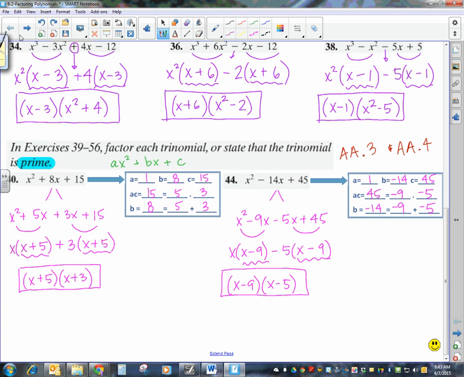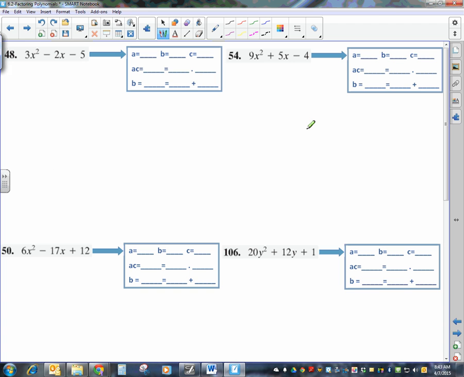Now, I do lots of examples of these because there are always little things that can make them different, and I want to make sure you've seen every kind. So let's do this one. This time, a is not 1. a is equal to 3. b is negative 2, and c is negative 5. So a times c is negative 15, and b is negative 2. Looking at that, hopefully you can see that 3 and negative 5 multiply together to give me negative 15 and add together to give me negative 2.